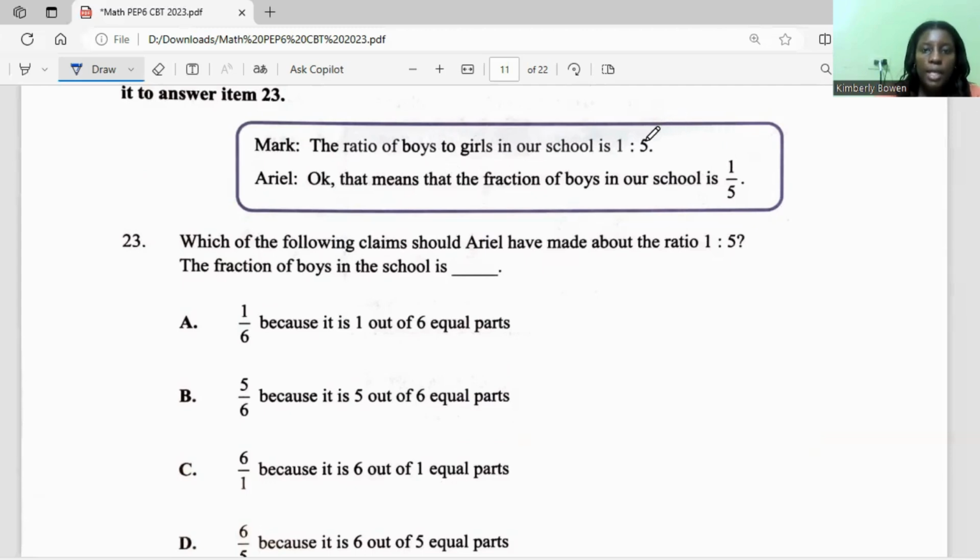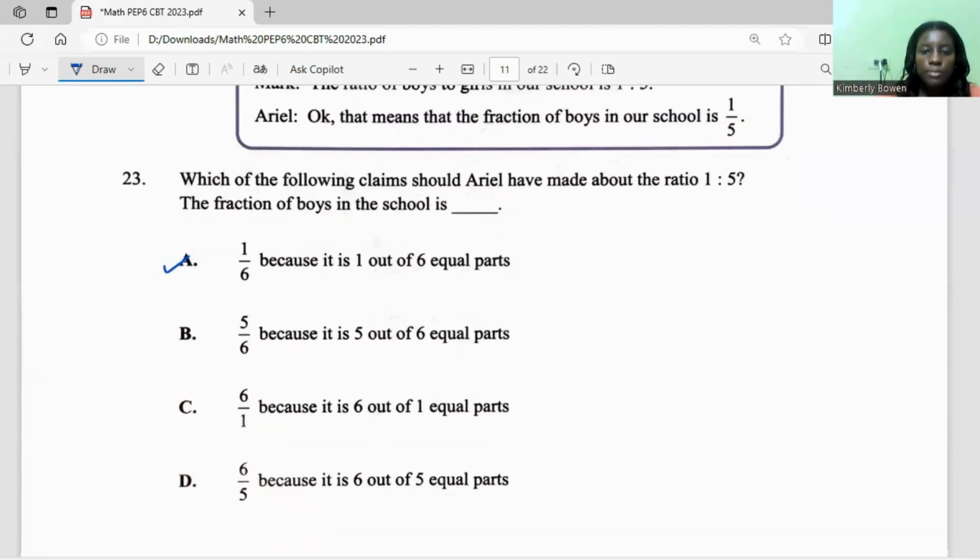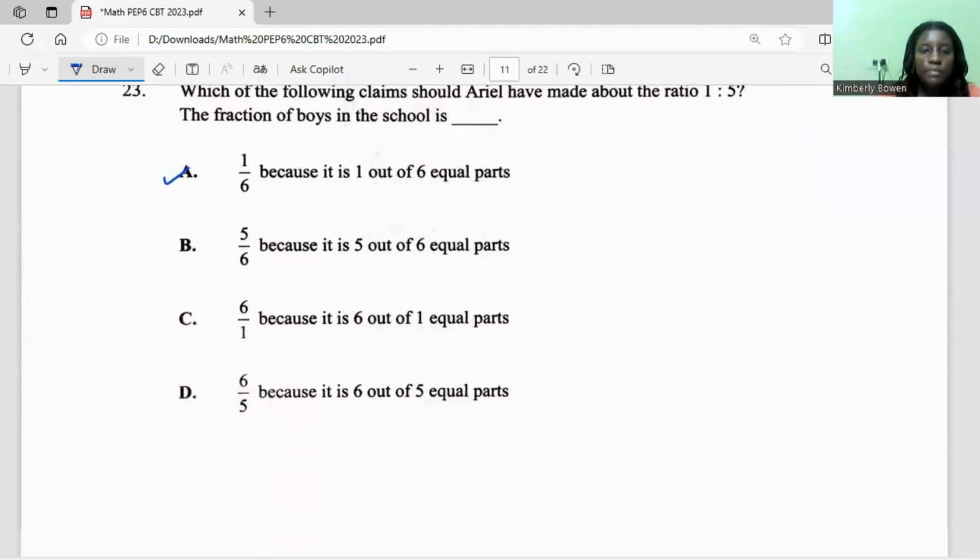Okay, so if we add the ratio of boys and girls, that's actually 6 parts. The ratio for boys is 1, so it's 1 out of 6 because there are 6 equal parts. So the answer to item 23, sorry, is B.